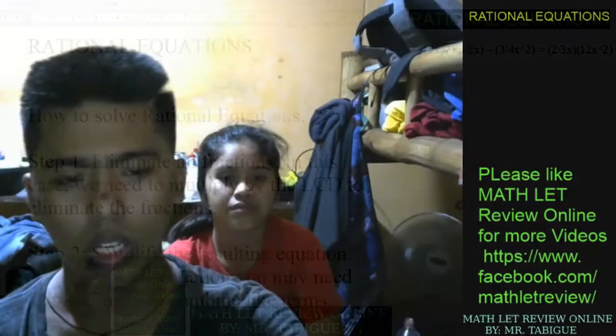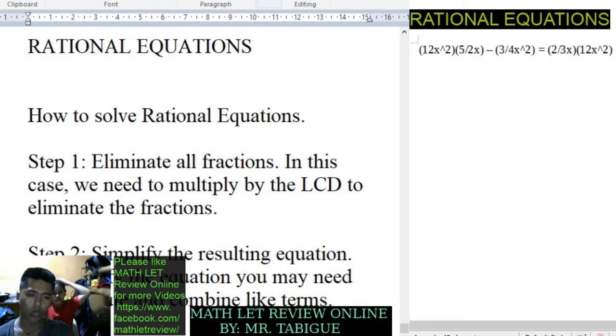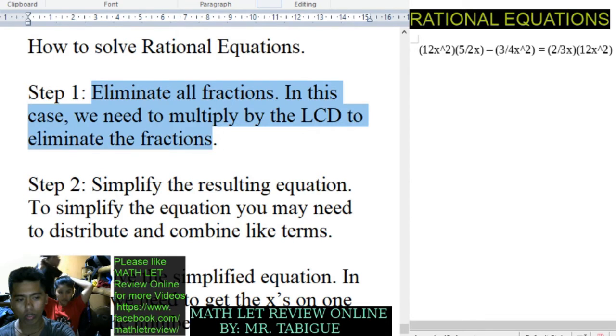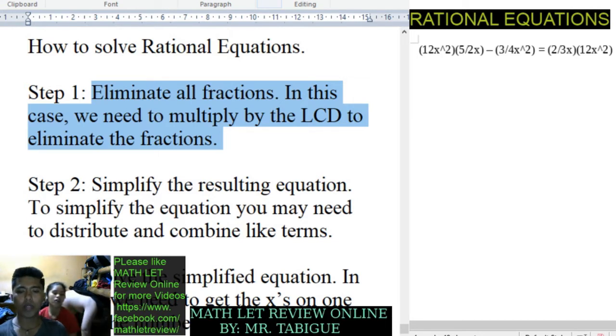Let's start with rational equations. So how to solve rational equations? Here are the steps. Since these are rational equations, we will be dealing with fractions. First, we need to eliminate all fractions or cancel out the denominators. If the denominators are not the same, we can use the LCD in order to eliminate the fractions.